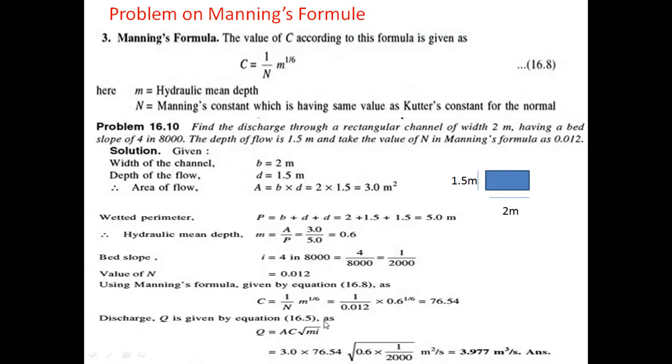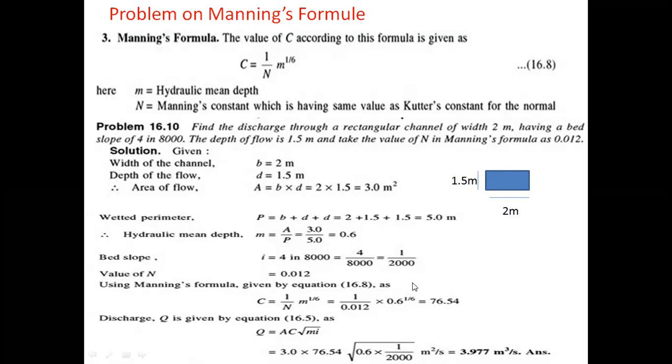Root of M I, where M equals 0.6 and I, the slope of the bed, is 1 by 2000. Finally, the discharge comes as 3.977 cubic meters per second.